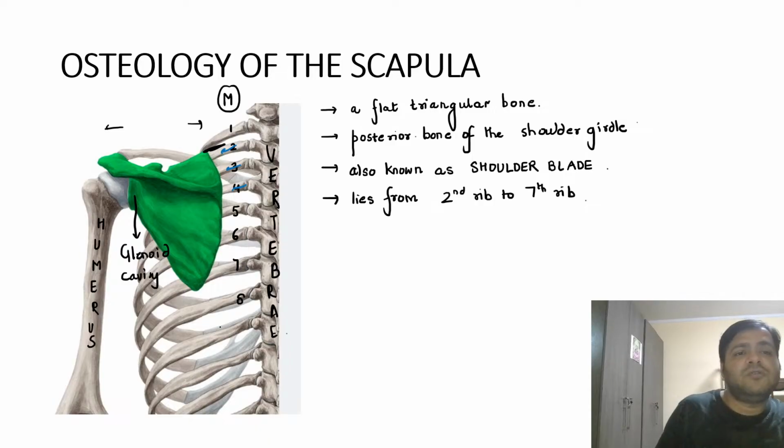Sai Krishna Desari, very good beta. Glenoid cavity is always lateral.